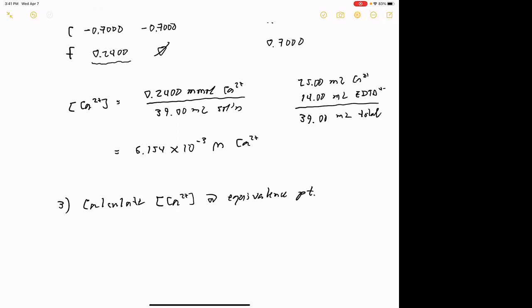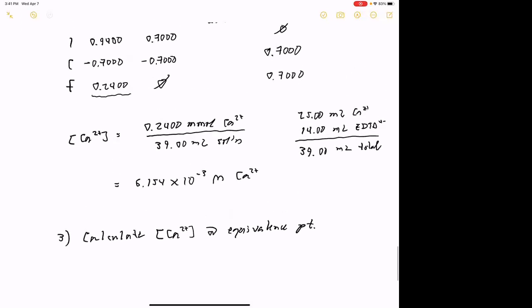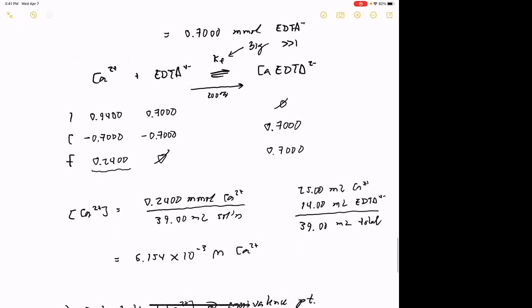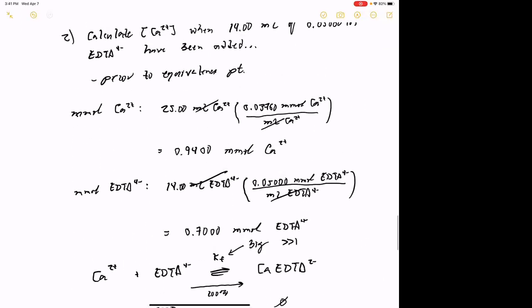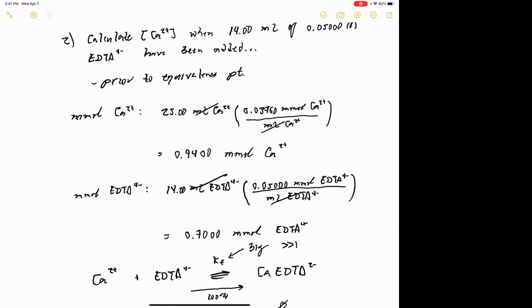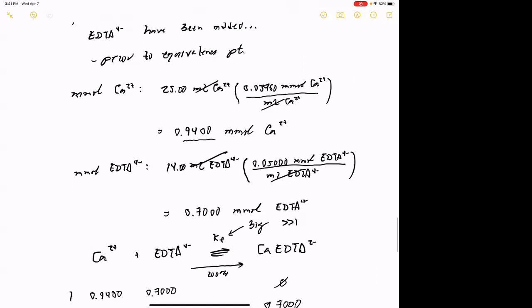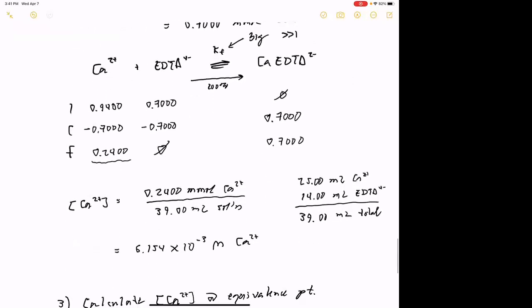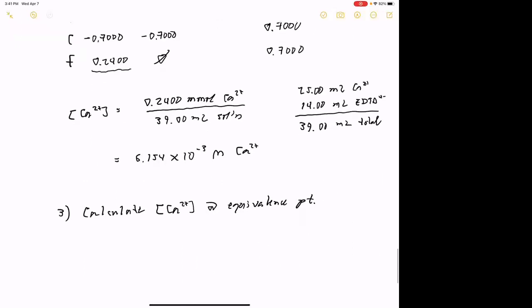Okay, so let's go back and think about our millimoles, right? And we can deduce this pretty easily. Let's go back up to part 2. Because remember, the calcium ion concentration doesn't change, does it? That's what's in the pot prior to the titration happening. So that's 0.9400 millimoles. So that's my initial concentration at my equivalence point as well. So remember, we're always going back to initial concentrations here.